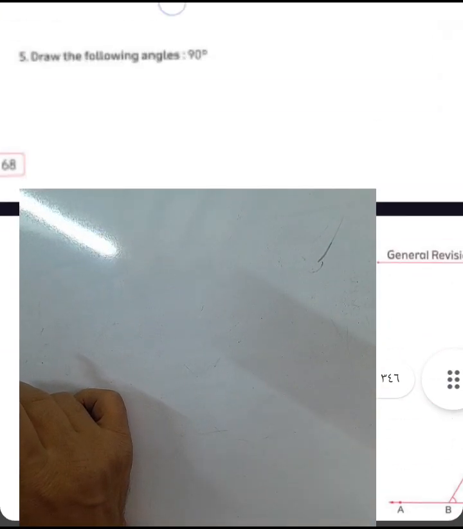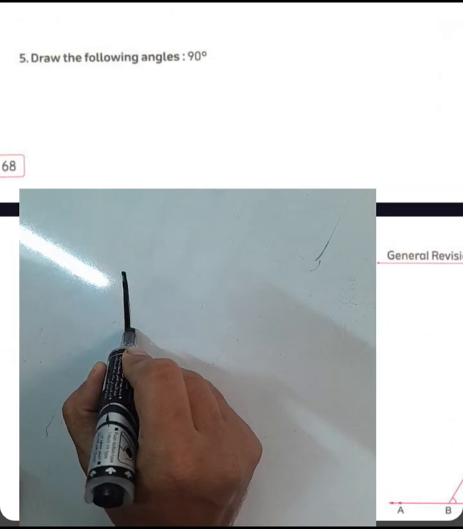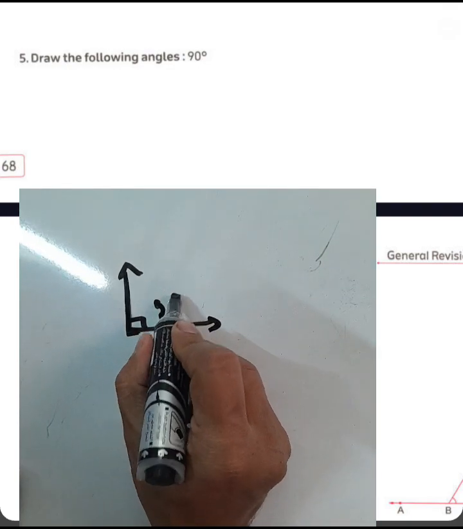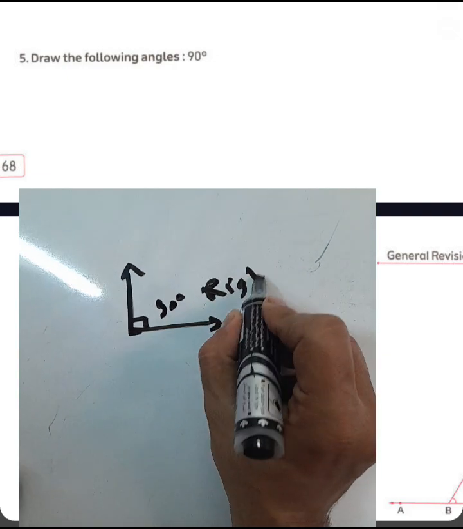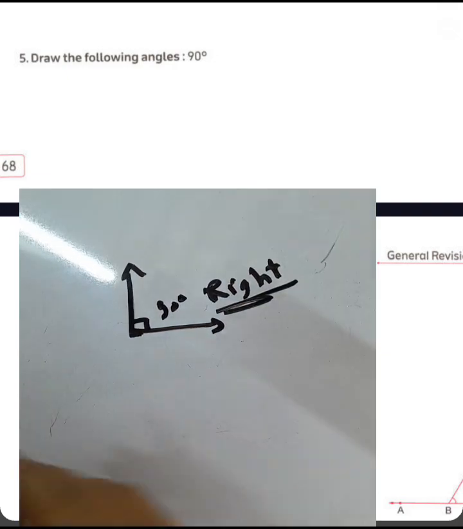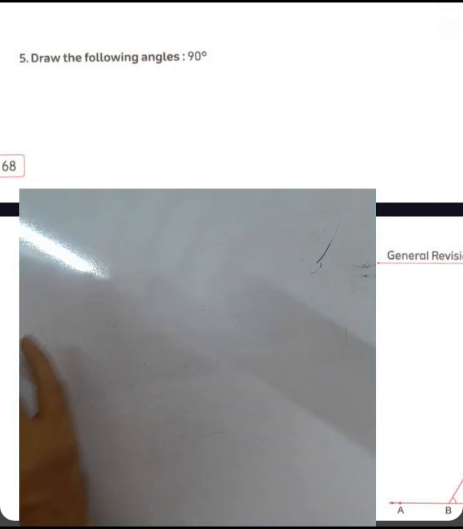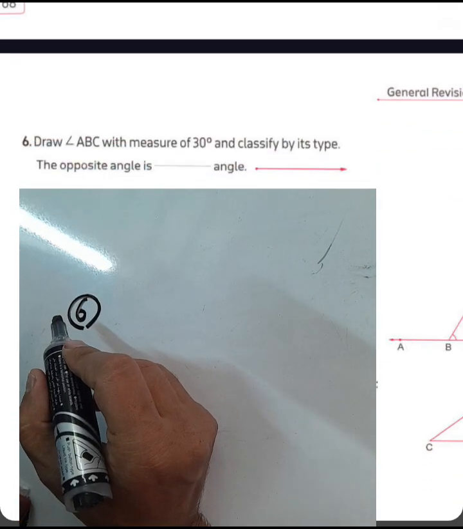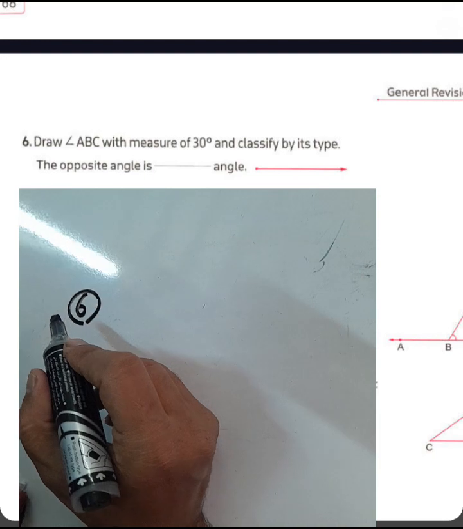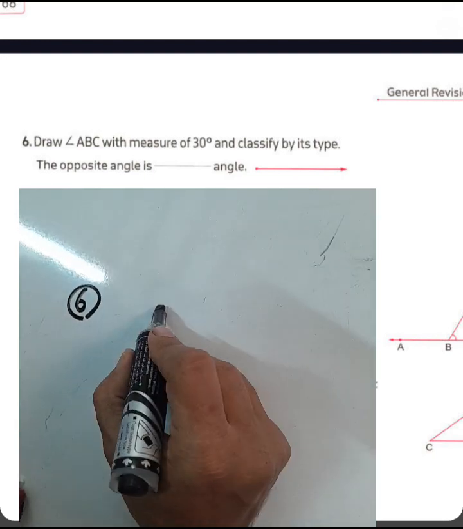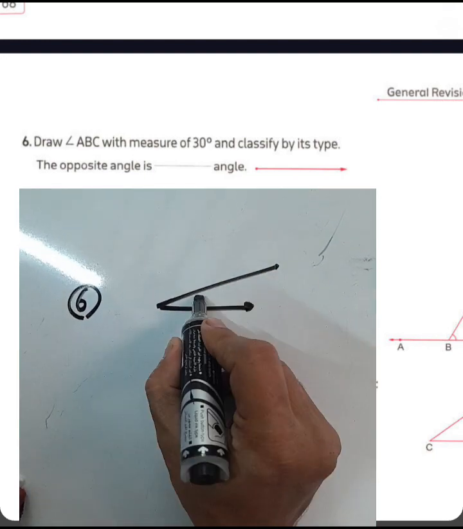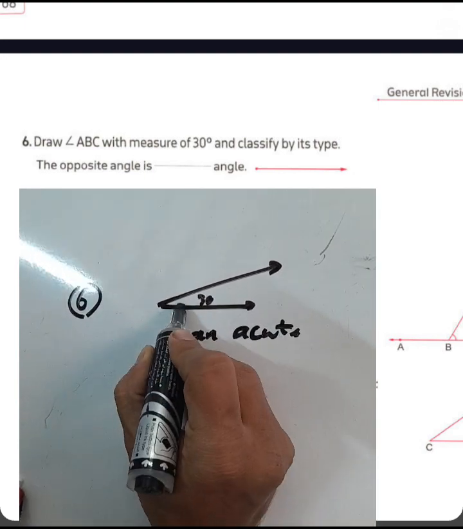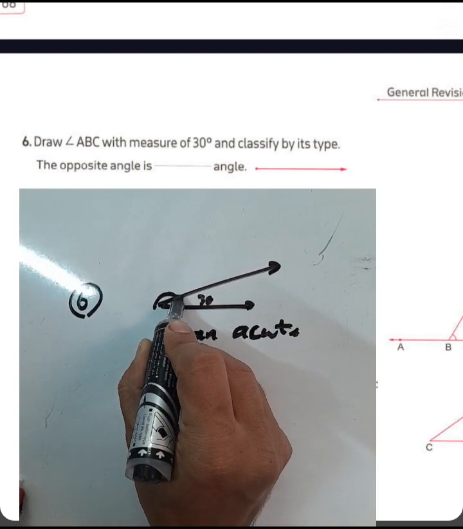Next example, 90 degrees. We will draw two straight lines here, two rays perpendicular at the point, 90 degrees. It's a right angle. Right. Next example, question number 6. Draw triangle ABC with the measure 30 degrees and the type. We have 30 here. Acute. By using a protractor, put the point at 30 here.